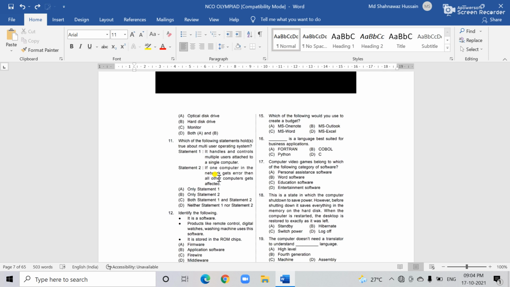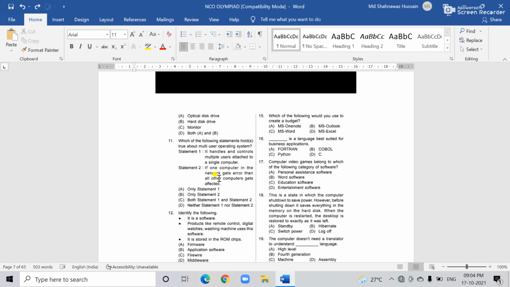This cable looks red, just like your mobile charger cable. When you connect the optical disk drive or the hard disk drive with your CPU, at that time the SATA cable is required. Okay, and now the question number 11 we are going to discuss here.